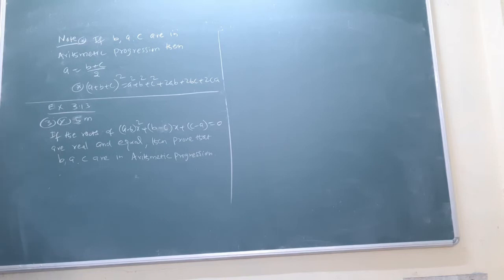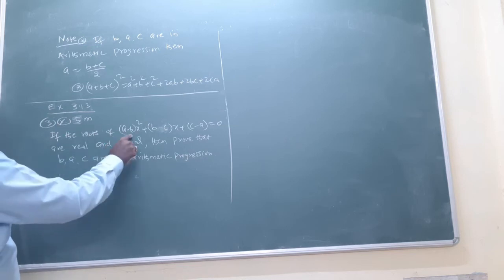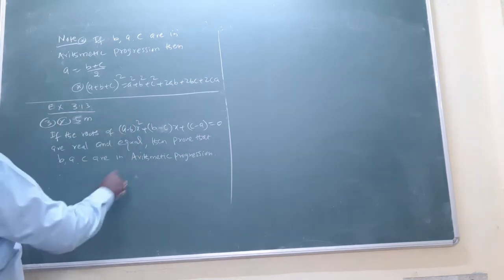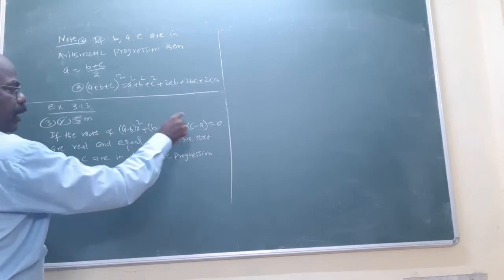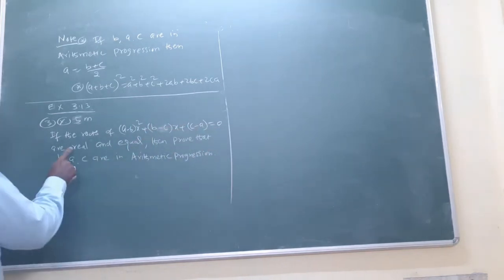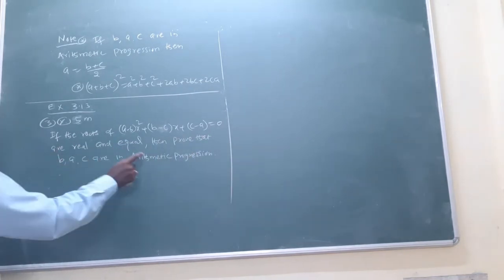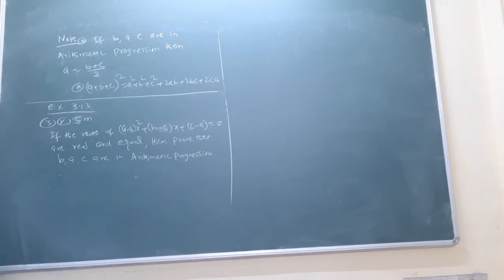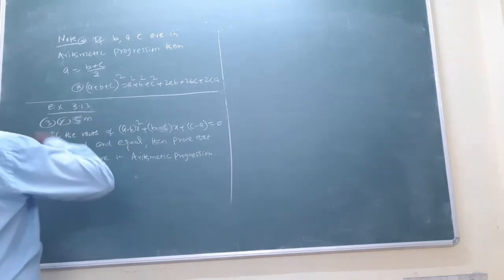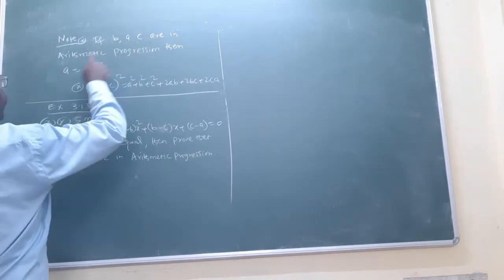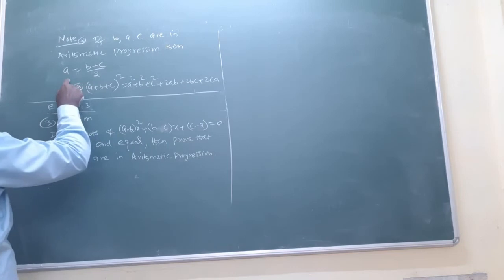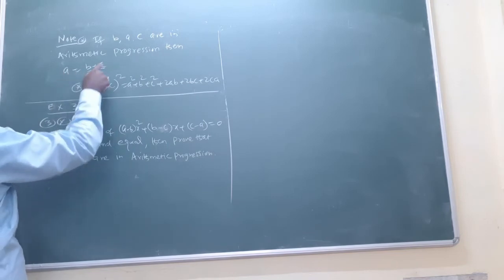Now listen here. Exercise 3.13, third problem, 5 mark question. If the roots of the equation (a minus b)x square plus (b minus c)x plus (c minus a) equal to 0 are real and equal, then prove that b, a, c are in arithmetic progression. You want to prove the answer actually. Arithmetic progression means that if b, a, c are in arithmetic progression, then the formula is a equal to (b plus c) by 2. That means what?